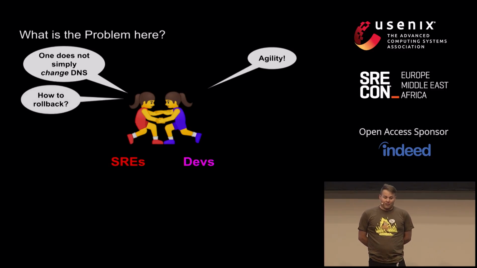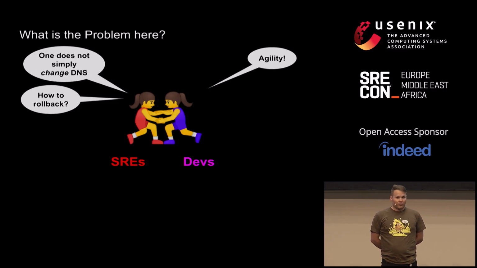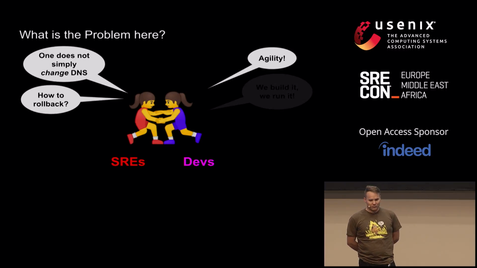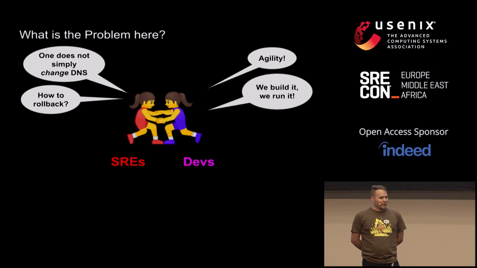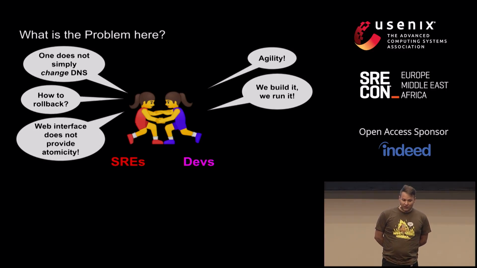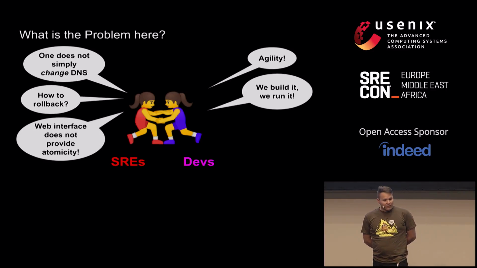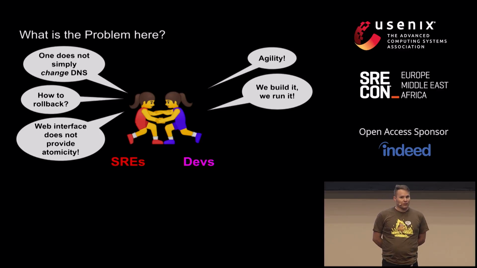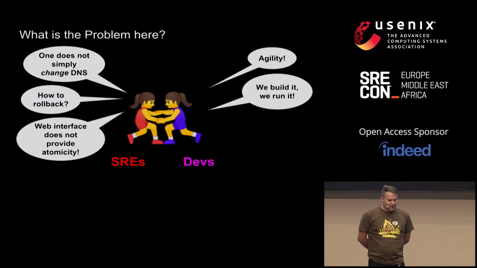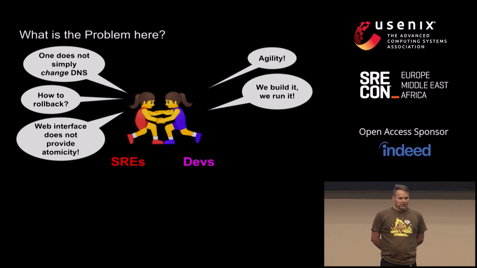Then SRE said, how do you roll back your changes? All your agility is nice and fine, but how do you roll back? You have no strategy. You have no version control. We build it, we run it. If we break it, we fix it. OK? Arguments got more technical. The web interface does not provide atomicity. So you have change sets that change something in DNS, and then you need another change. And after that, it is in the desired state. And in the meantime, customers could be affected.